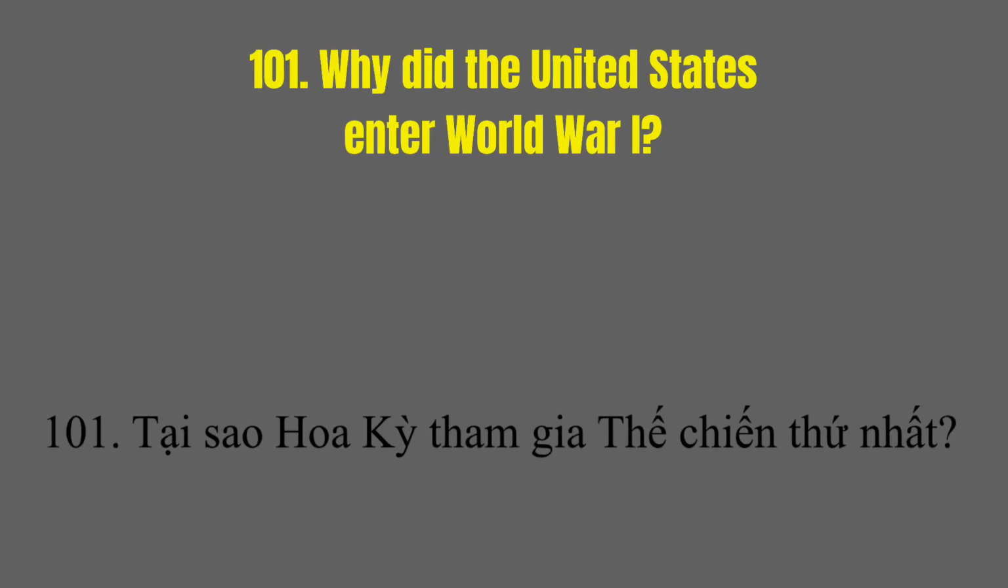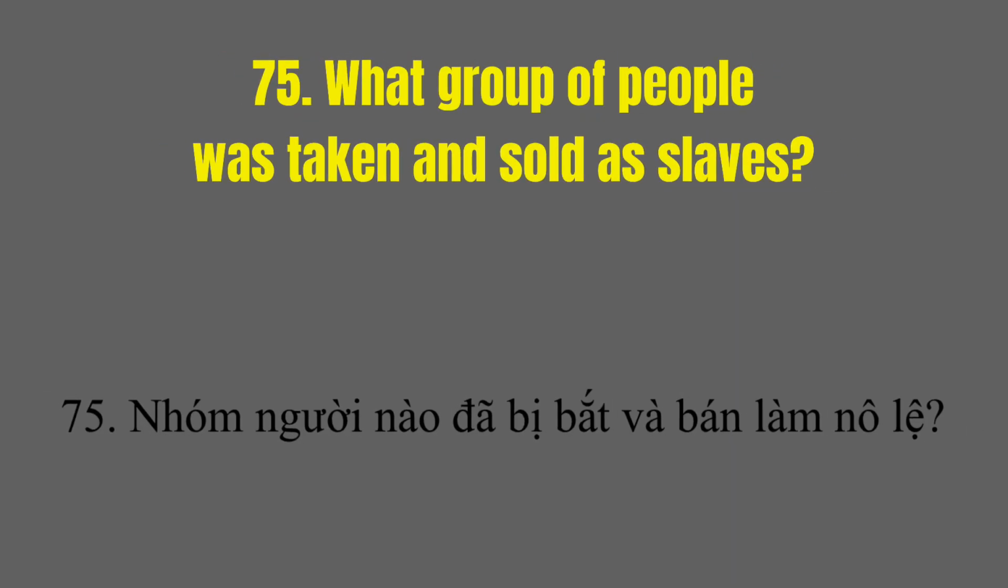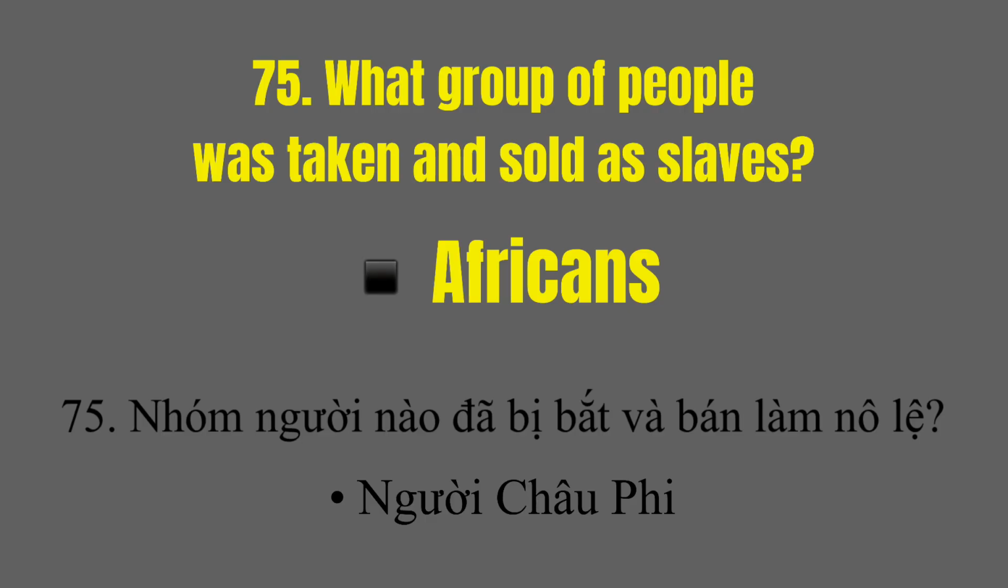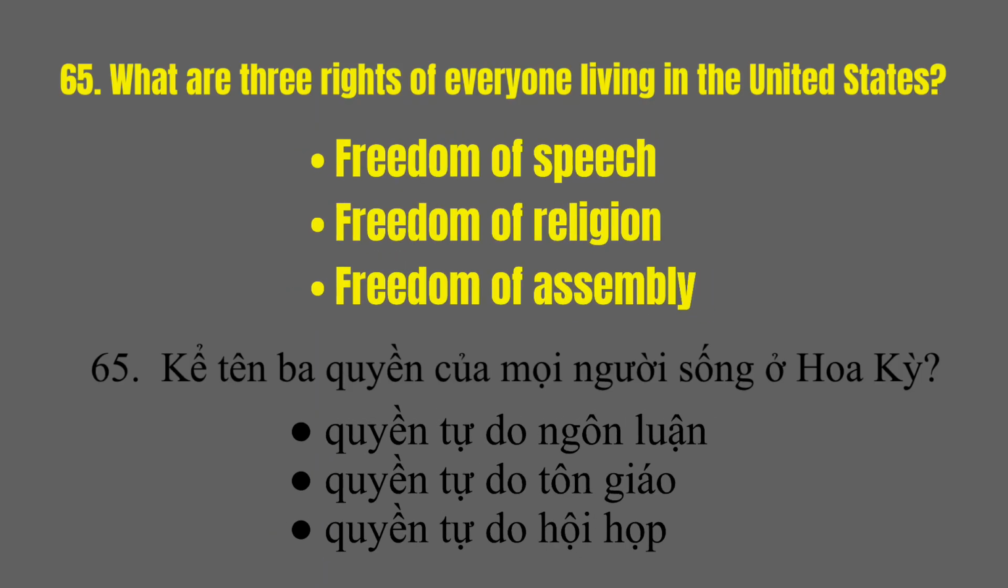Why did the United States enter World War I? Because Germany attacked U.S. ships. What group of people was taken and sold as slaves? Africans. What are three rights of everyone living in the United States? Freedom of speech. Freedom of religion. Freedom of assembly.